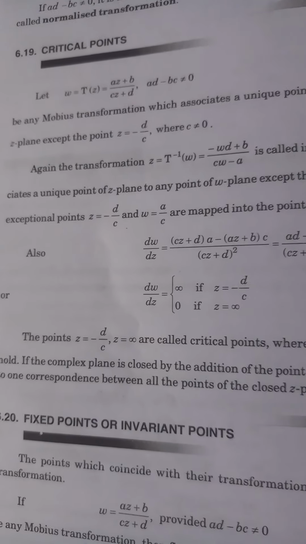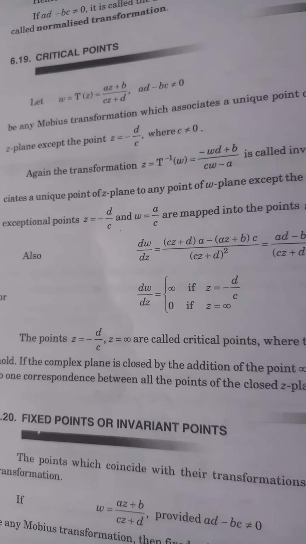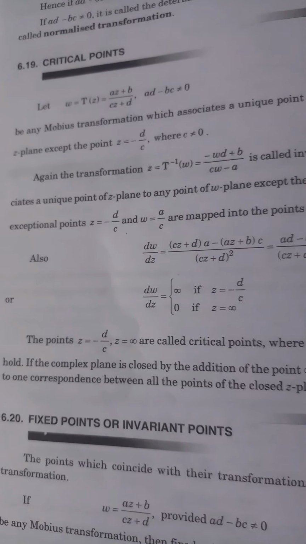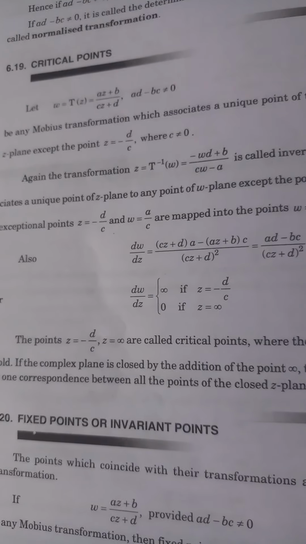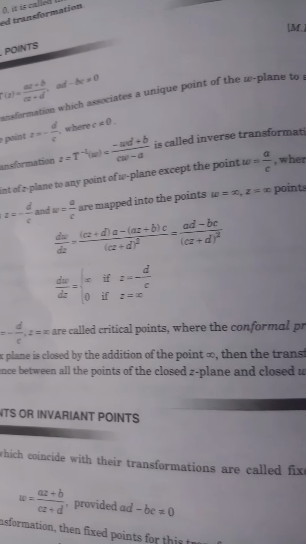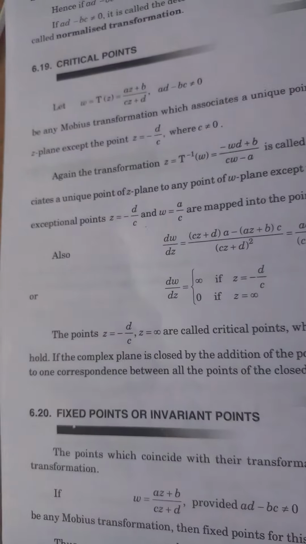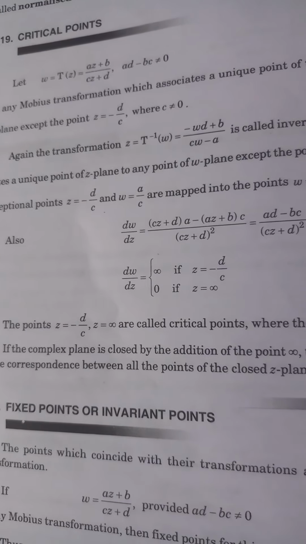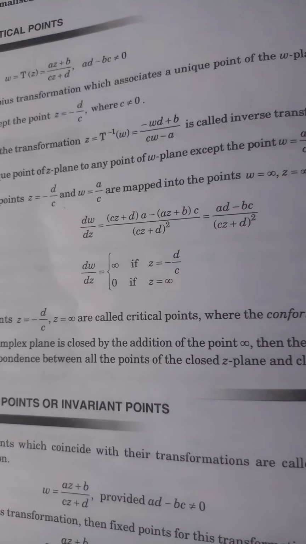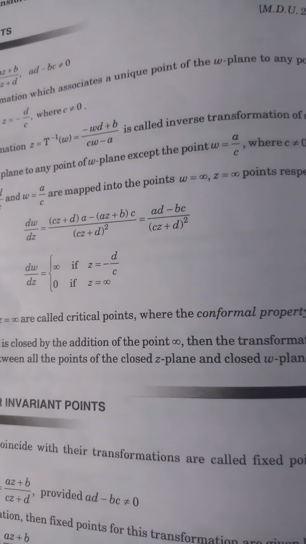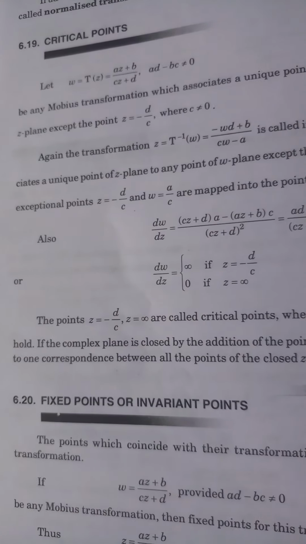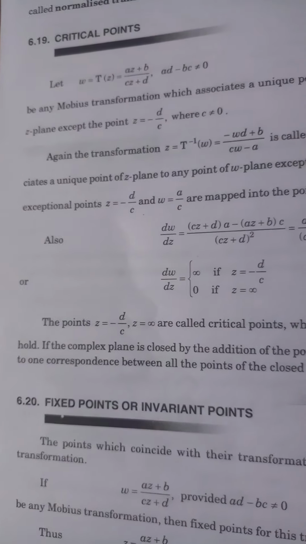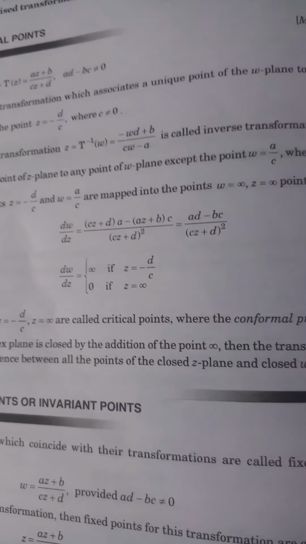What did we define? Critical points. So dW by dZ equals infinity if Z equal to minus D by C, and 0 if Z equal to infinity. The points Z equal to minus D by C and Z equal to infinity are called critical points, where infinity and 0 occur, where the conformal property does not hold. If the complex plane is closed by the addition of the point infinity, then the transformation is a 1-to-1 correspondence between all points of the closed Z plane and closed W plane.